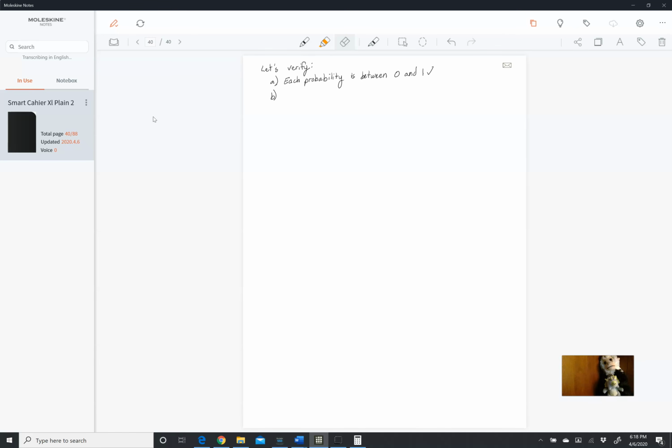The second thing we actually have to calculate. So we want to make sure that the sum of the probabilities equals 1. So we're going to add the 0.16 plus 0.22 plus 0.28 plus 0.20 plus 0.14, and that is equal to 1. So this verifies that we have a probability distribution.